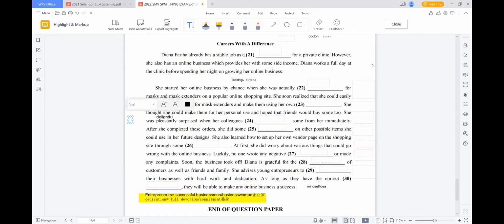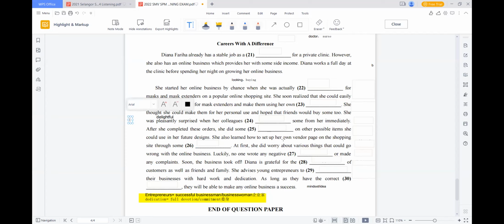After she completed these orders, she did some what? On other possible items. Can you guess the answer? She did some what? If you have done the completion of the order, so you will do some what? On other possible items. If you want to expand your business, okay? She could use in her future design. She did some what? Okay? Can you guess? All right, so I'm not going to type out the answer, so you guess.